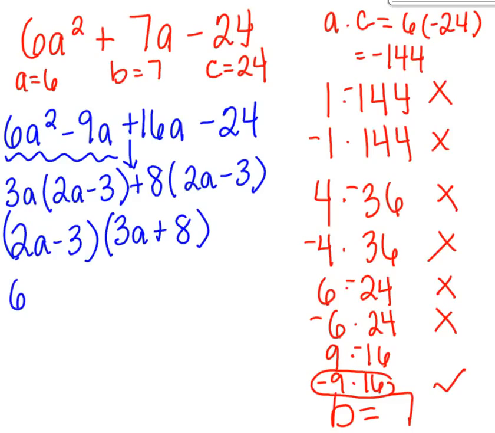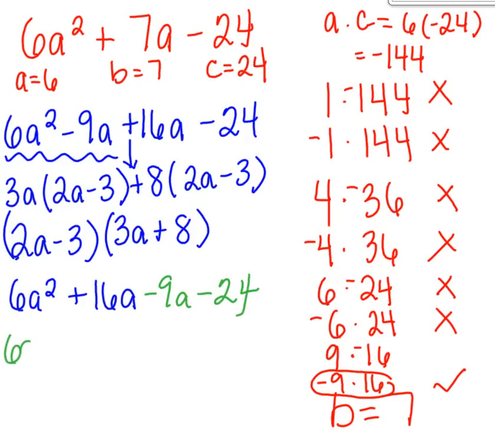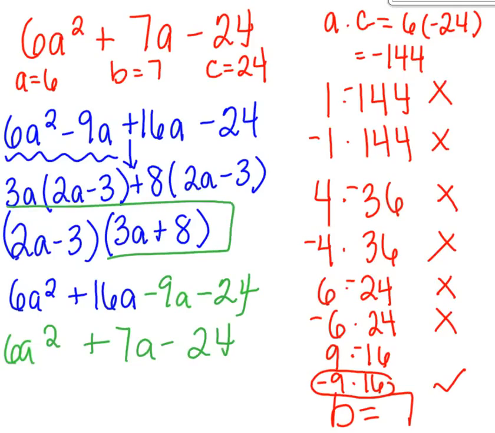I can go back and check myself, so I can distribute this out. 2a times 3a is 6a squared. 2a times 8 is 16a. Negative 3 times 3a is negative 9a. And then I have a negative 24 at the end. So this is 6a squared plus 7a minus 24. So I'm feeling good about this being how to factor my original quadratic trinomial.